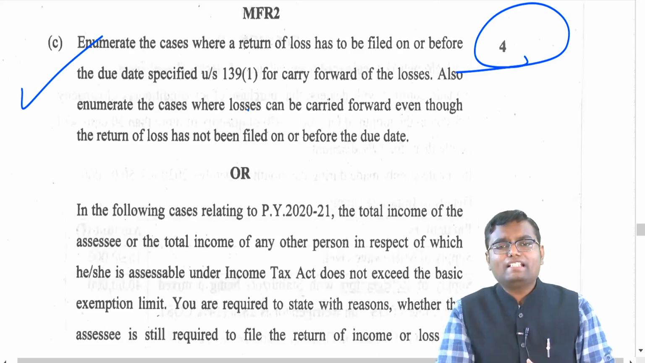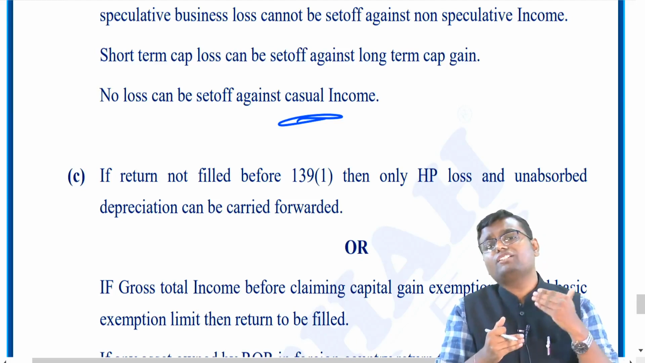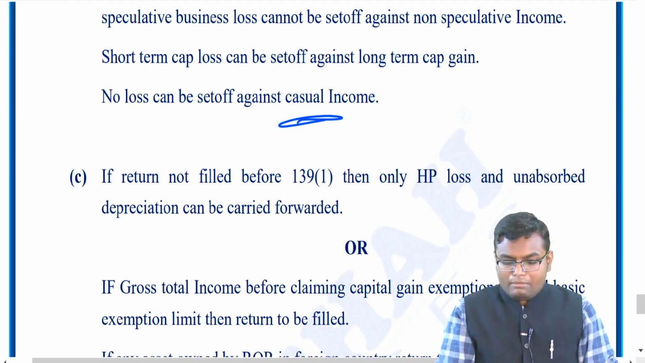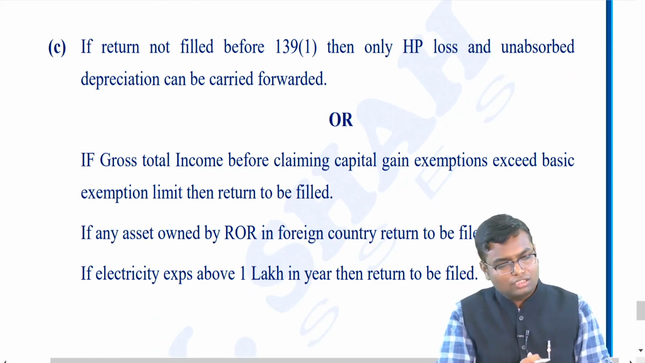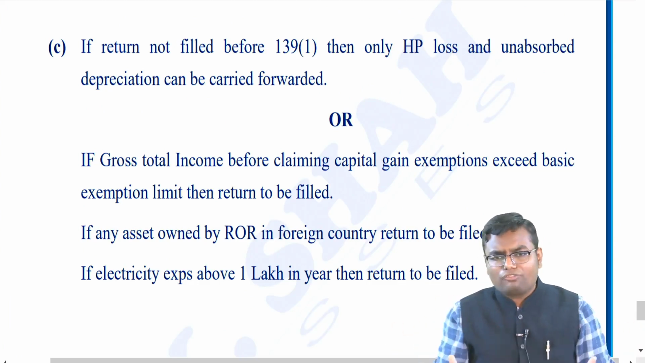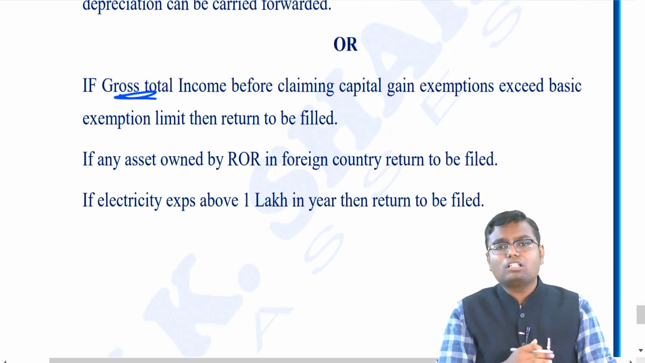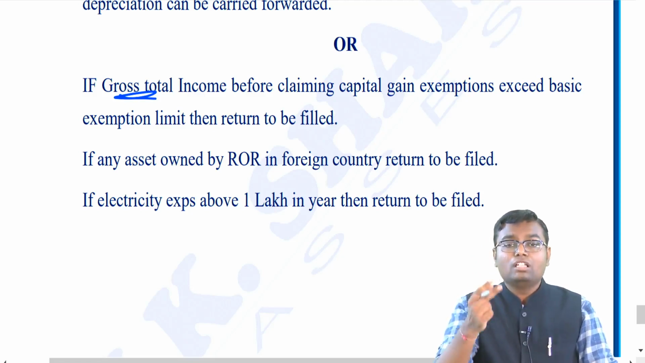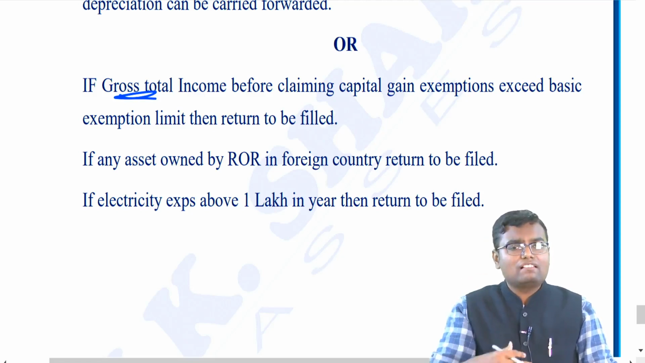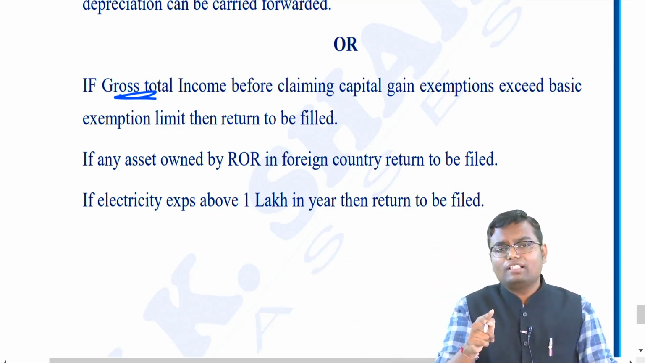Now, the first point that they have asked, the theoretical question: what if you file your return of income after section 139(1)? Remember, if you file your return after 139(1), you can carry forward only 2 losses, house property loss and unabsorbed depreciation. Otherwise, balance losses you can set off, but you cannot carry forward. Second, a person whose gross total income before claiming capital gain exemption exceeds the basic exemption limit needs to file the return of income. If any asset, including any financial asset, is owned by a resident and ordinarily resident outside the country, then again he has to file a return of income in India.